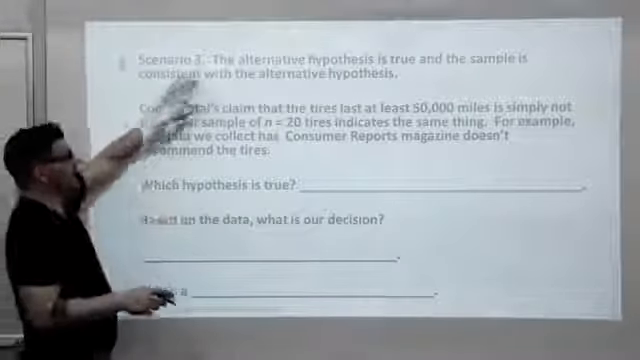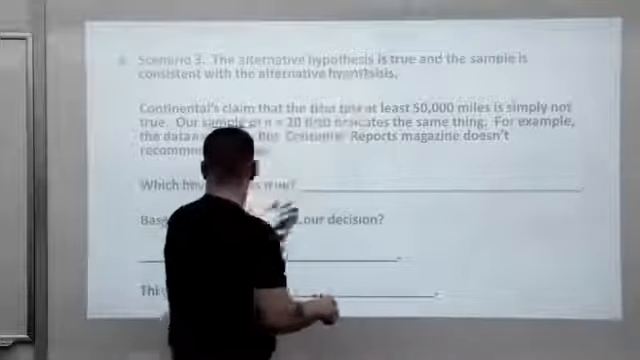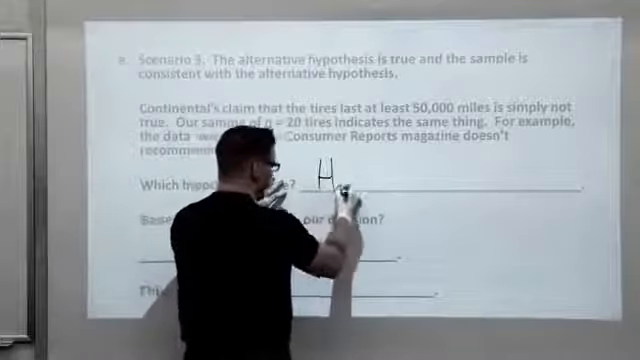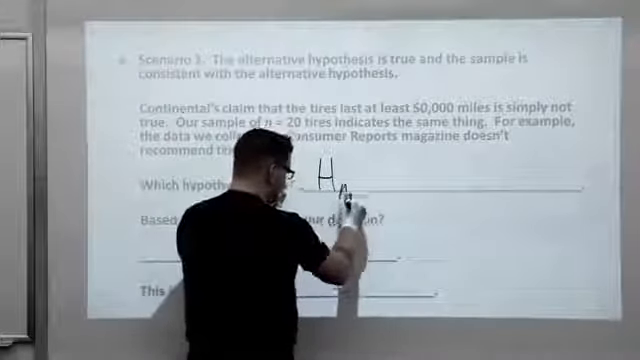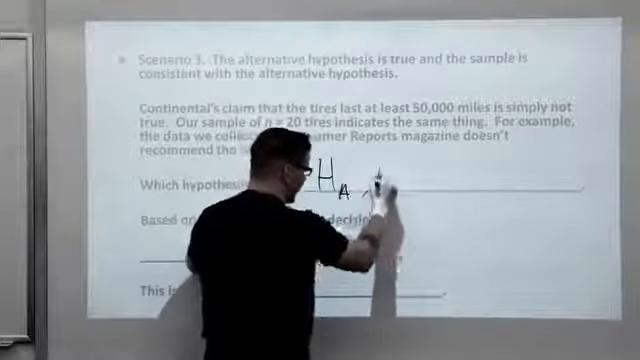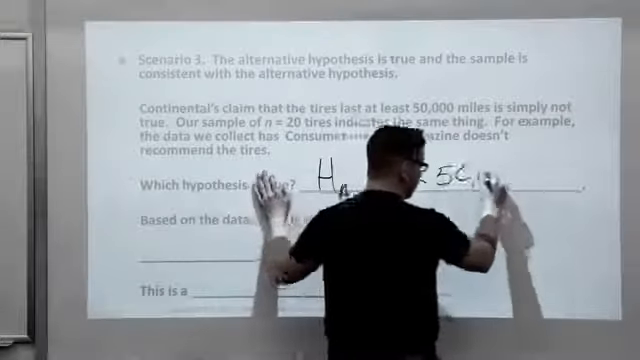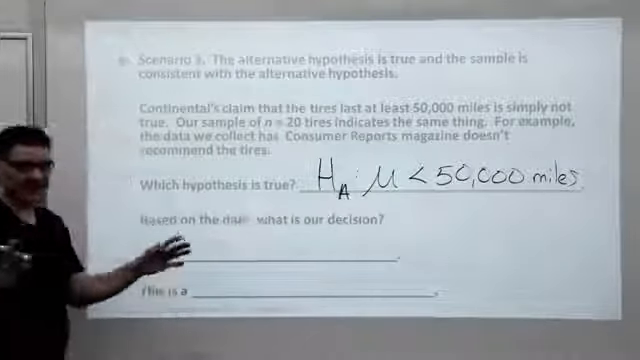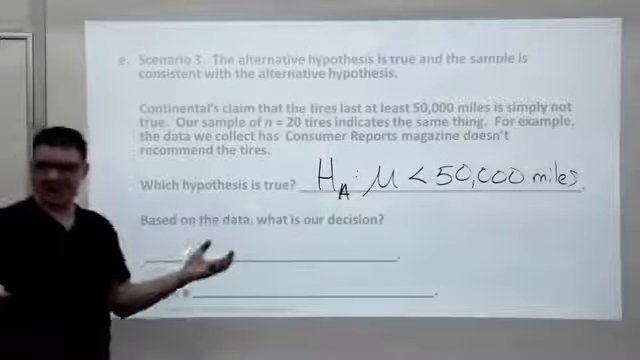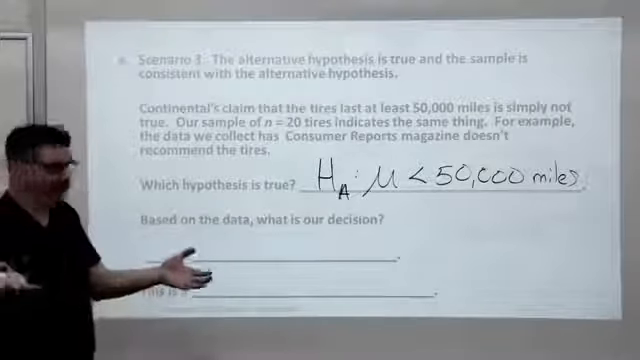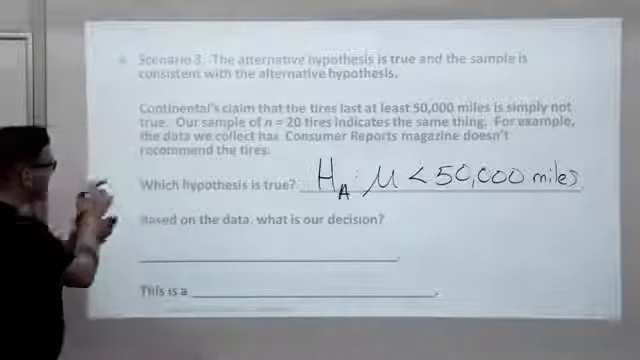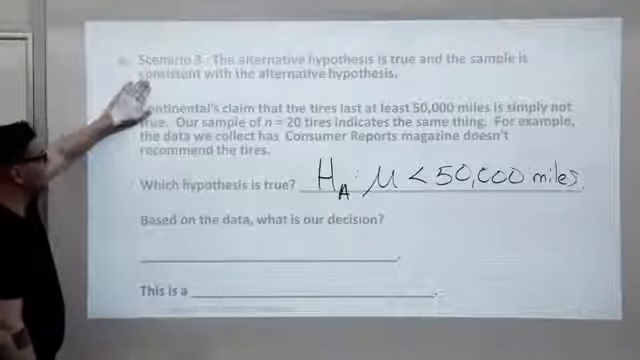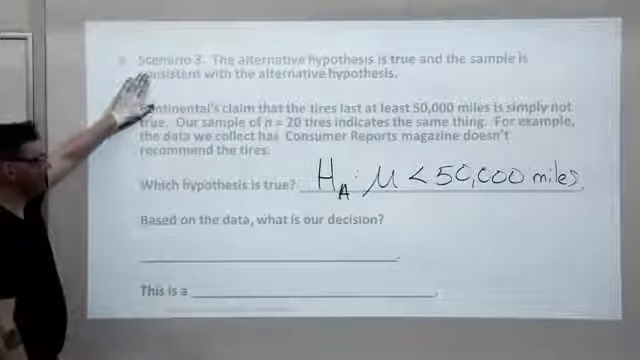Scenario 3 of 4, now the alternative hypothesis is true. So right on this line here, which hypothesis is true? In reality now, H sub A, the mean is actually less than 50,000 miles. This is reality. Continental's made a false claim. Could you ever imagine a company making a false claim about their products? Of course. Probably happens more frequently than we'd like it to. So scenario 3, the alternative is true, and the sample was consistent with the alternative.